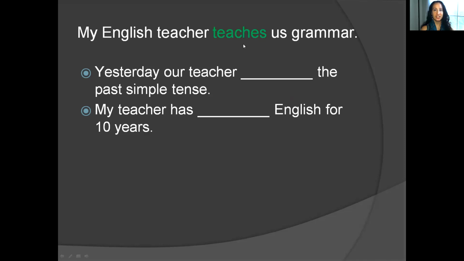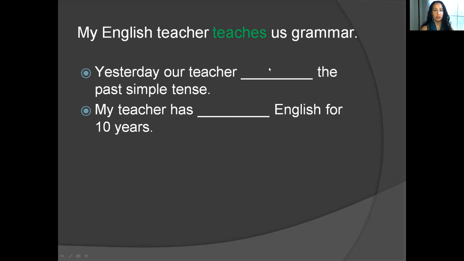My English teacher teaches us grammar. Okay, this is which tense? Is this present tense or past tense? Teaches. Yes, it is present tense. Now let's look at some examples. What would this be? Yesterday, our teacher blank the past simple tense. I gave you a nice clue here. Here's another one. My teacher has blank English for 10 years. So think about what the irregular verb is on teaches.